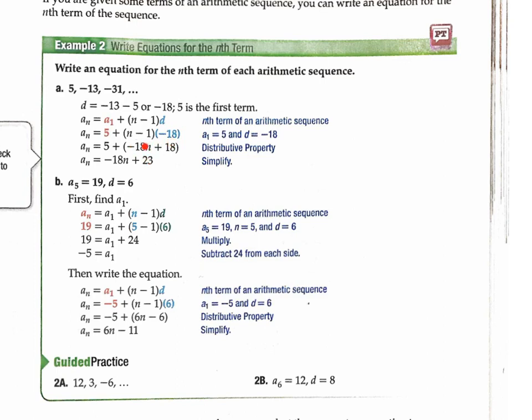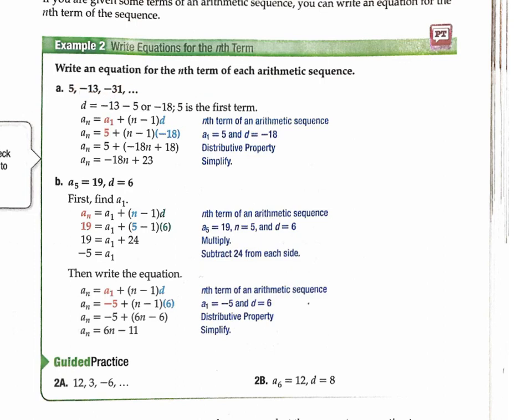And always write your variable term first. So you have your a sub nth rule being negative 18n plus 23. And again, this rule is great. This function machine that you just found out is great because you could find any number you want on this list.